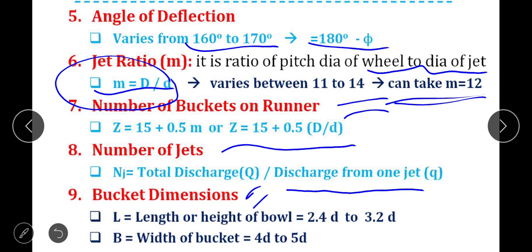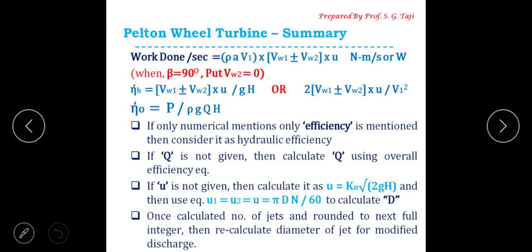Bucket dimensions. Let L be the length or height of the bowl, 2.4 times small d to 3.2 times d. B is the width of the bucket, 4 times d to 5 times d.